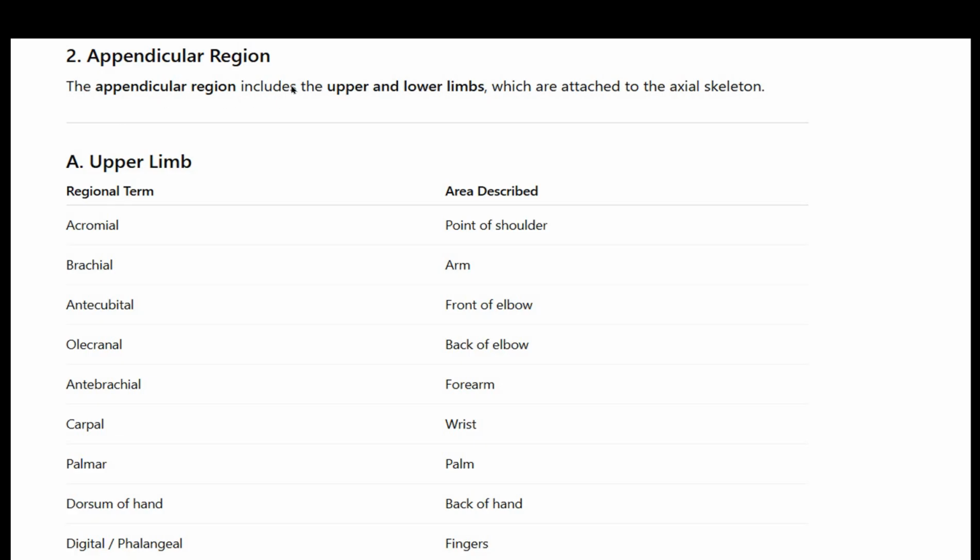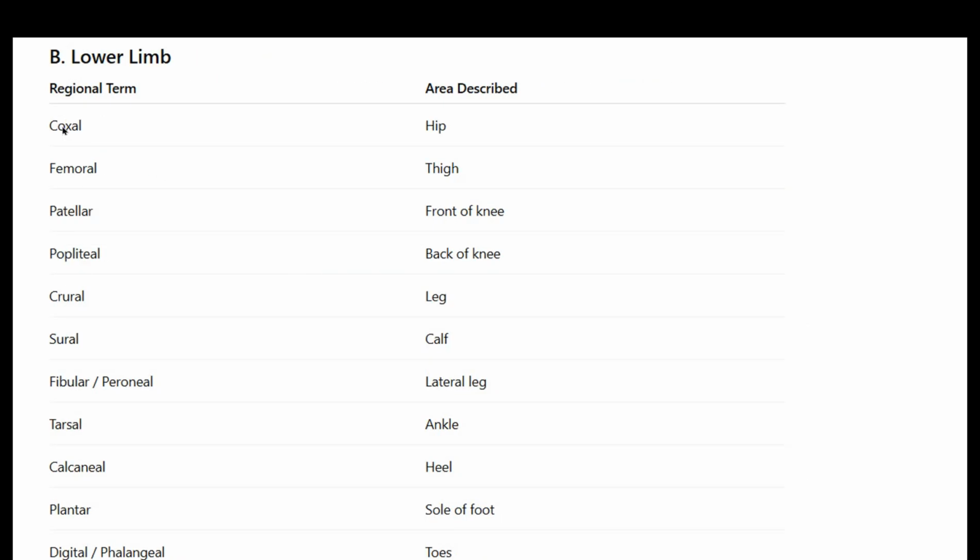Okay, so appendicular region mainly includes two parts, that is upper limb and lower limb. So we have already covered the upper limb. Now we'll talk a bit about the lower limb. So lower limb includes coxal, that is hip, femoral, that is thigh, patellar, that is front of knee, popliteal, that is back of knee, crural, that is leg, sural, that is calf, fibular, that is lateral leg, tarsal, that is ankle, calcaneal, that is heel, plantar, that is sole of foot, and then digital and phalangeal for the toes. Okay, so I think now you have an idea what is the regional.